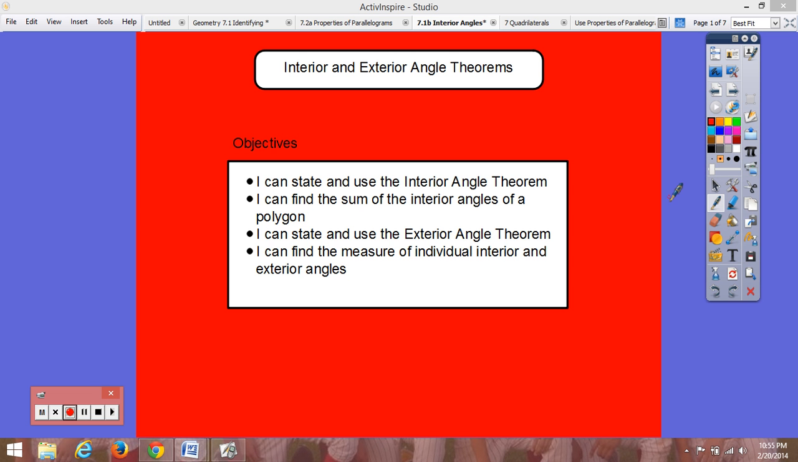So for this video, we're going to learn about the interior and exterior angle theorems for polygons. And our objectives are: I can state and use the interior angle theorem, I can find the sum of the interior angles of a polygon, I can state and use the exterior angle theorem, and lastly, I can find the measure of individual interior and exterior angles.